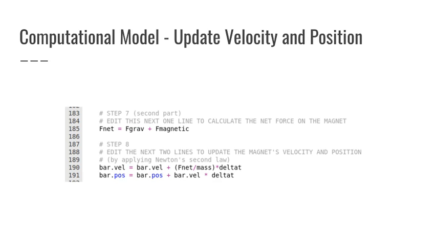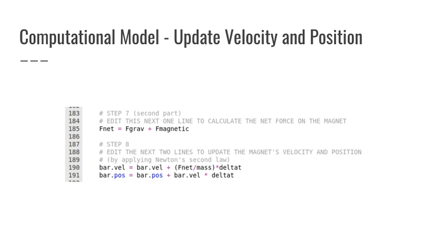We then set the net force to be equal to the sum of the force due to gravity and the force due to the tube on the magnet. Using this, we use Newton's second law to update the bar's velocity and position, as we know from previous physics classes. Here, we use the final velocity is equal to the initial velocity summed with the product of acceleration and change in time, and the final position is equal to the initial position summed with the product of final velocity and change in time.